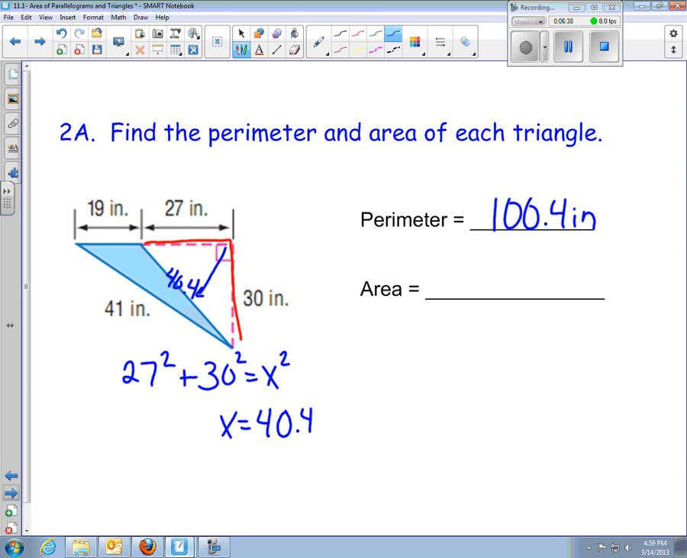Now with our triangle, our base is going to be that 19. Again, base doesn't always mean it's on the bottom. We're just looking for the one that has the right angle next to it. So 19 times the height. Again, our height comes from that 90-degree angle, and then we divide it by 2. So we're going to end up with an area of 285 inches squared.